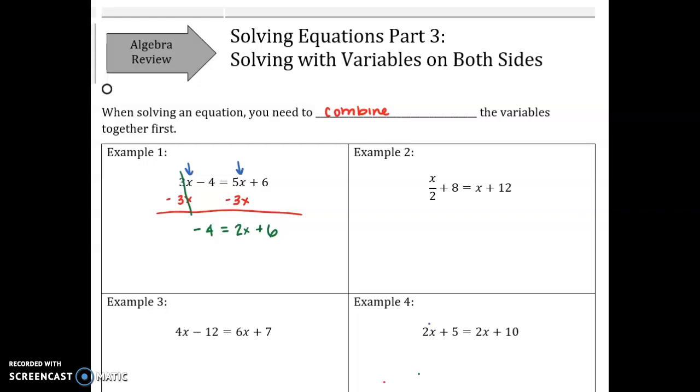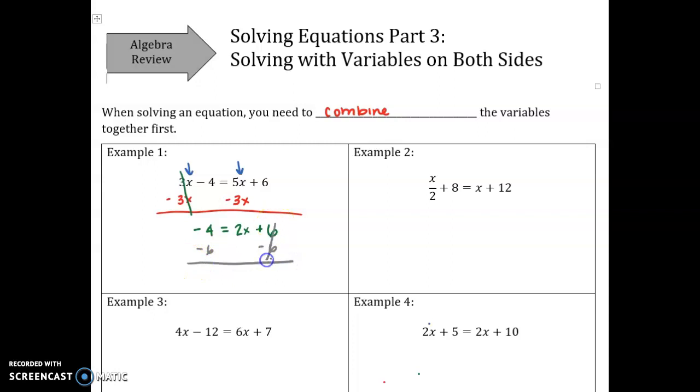From here on out, this problem is exactly the same as it was in the previous video. I will subtract 6 to the other side because I want to isolate the 2x. So this is -10 equals 2x. And then I divide both sides by 2. So x equals -10 divided by 2, which is -5.